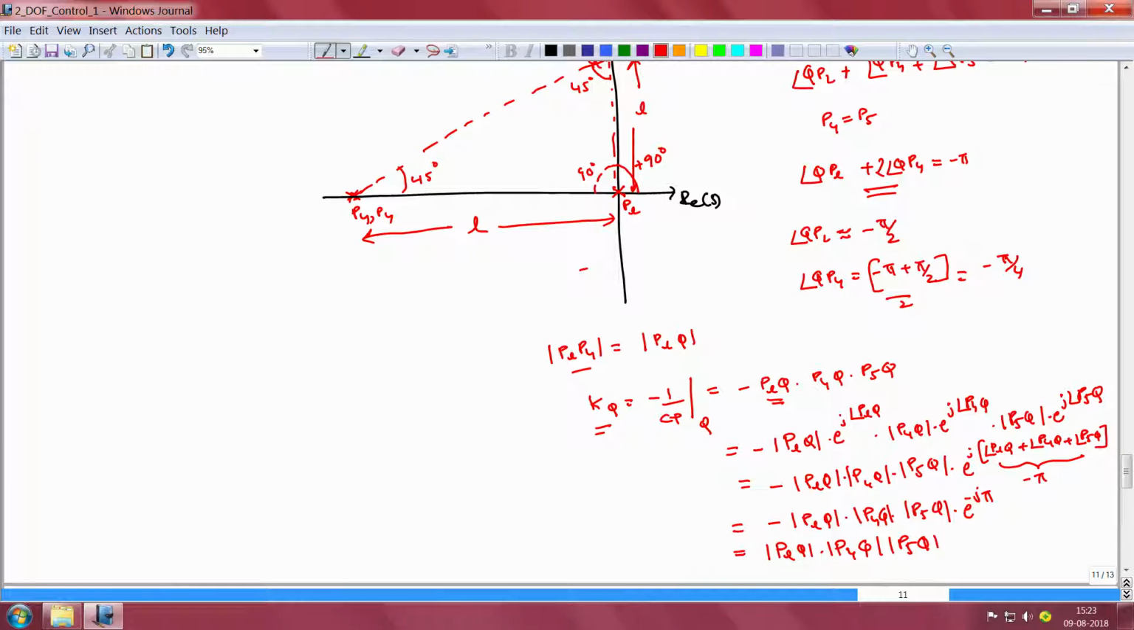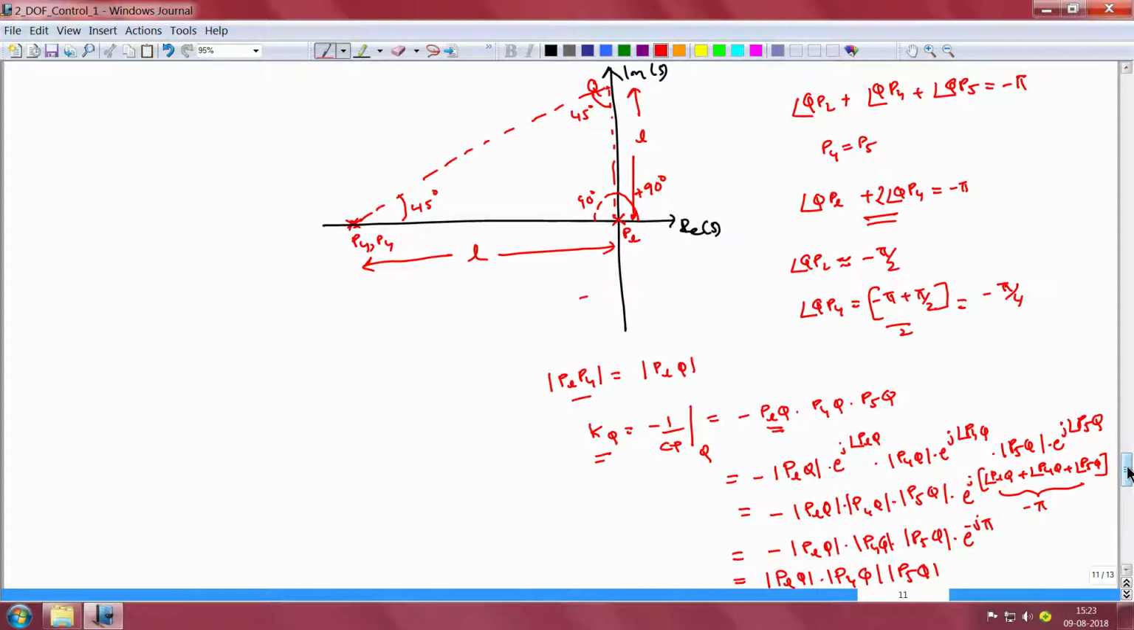Now what is the magnitude of P4Q and P5Q? Since P4 and P5 are coincident poles, the distance of the point Q from the point P4 or P5 would be equal to root 2 times L, and that is because the triangle P4QPL is a right angled isosceles triangle and the sides of the triangle are both equal to L. So the hypotenuse will therefore be equal to root 2 times L.